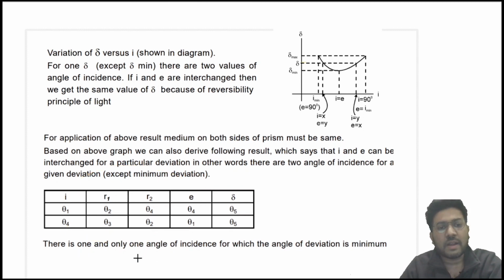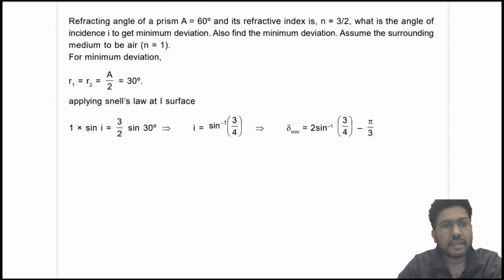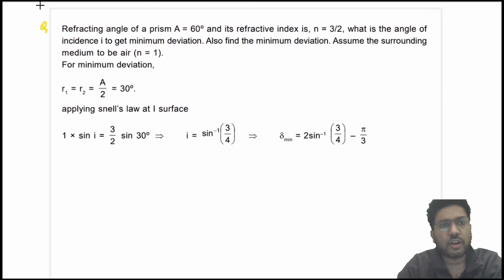So there is only one, and only one, angle of incidence for which the angle of deviation is minimum, and that is when I is equal to E. Okay, now let us do some problems based on prism.